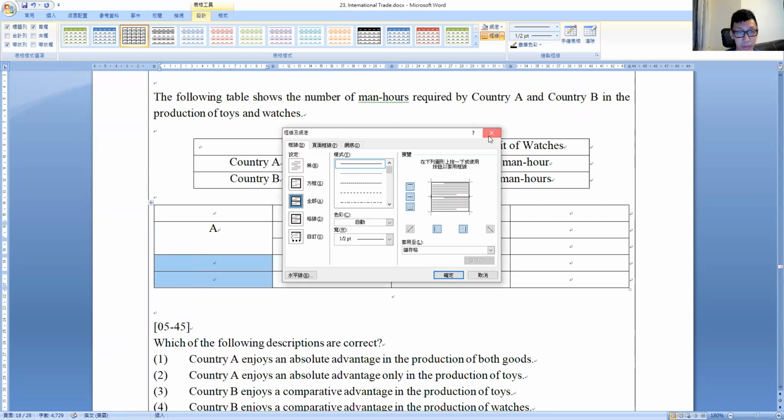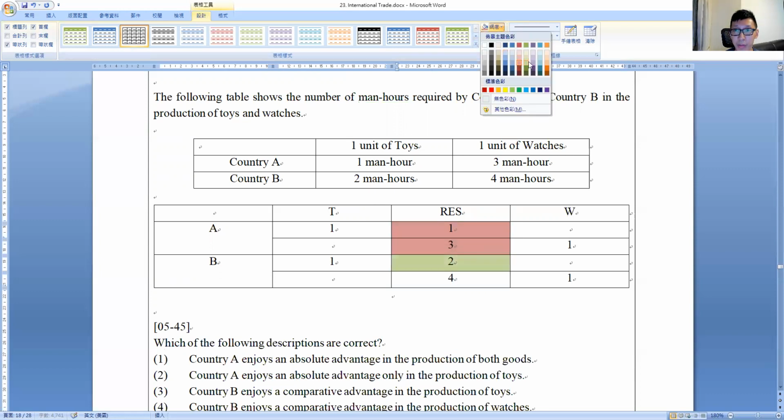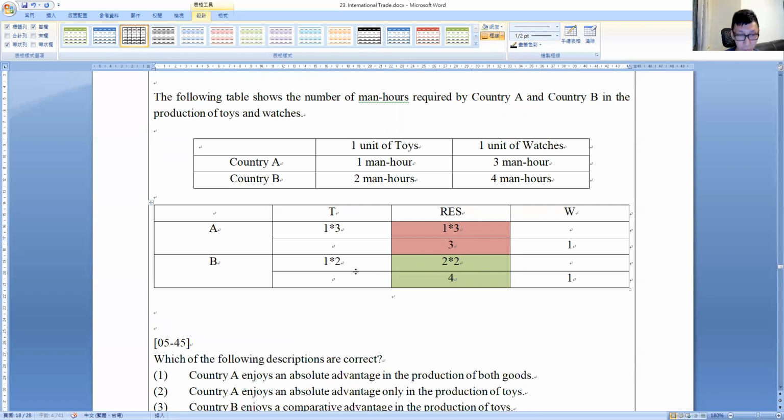This would be country B, okay? And toy, watch, resources. Be careful, don't copy it wrong. It's 1, 3, 2, and 4. Okay, remember our goal is to equalize each country individually, right? So how do we equalize them? Times 3, times 3, times 2, and times 2. Okay, so we get the answer.